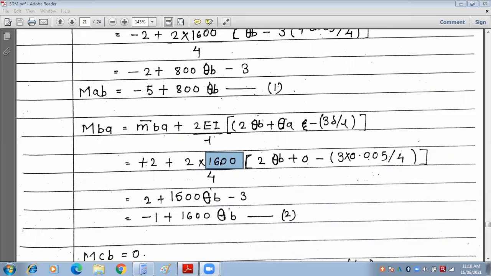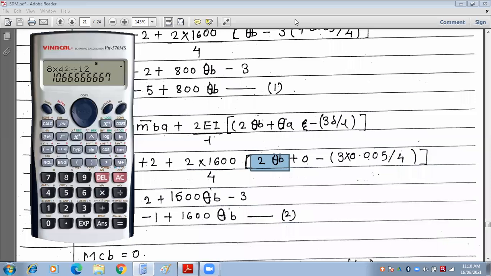Now here the EI value is 1600 divided by span is of 4. Now simplify this term, it will be 2 remain as it is. Now simplifying this term, this 2 theta B is also over here. It means that by simplifying this term, this 2, this 2 and this 4 get cancelled, only remains is 1600 over here, theta B as it is. Now simplification of this will minus 3. Now here plus 2 and minus 3, it becomes a minus 3 over here.